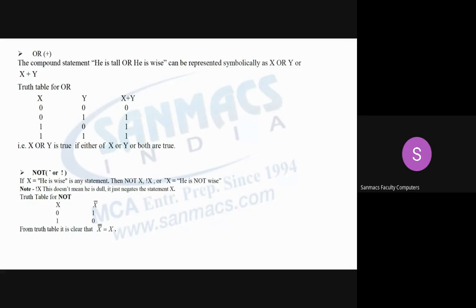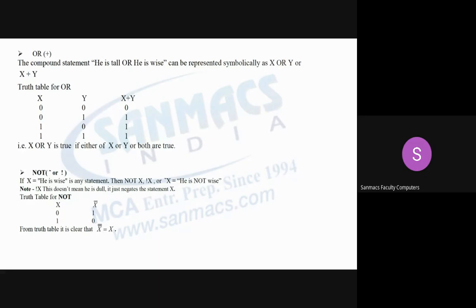That is basically, X or Y is true if either of X or Y is true or both of them are true. So this is the least satisfying condition, where either of the variables needs to be true, and there's no hard and fast rule that the compound statement is going to be true only when both of the sub-statements are true.